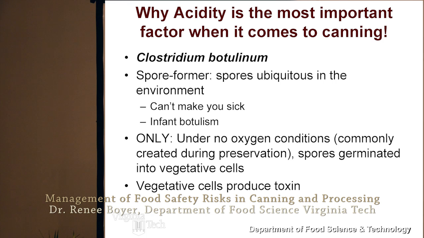So that's why we have to can our low acid foods like vegetables and meats under pressure, because we have to get it to a high enough temperature that it's going to destroy the spore altogether. Questions? I know it's kind of confusing, but that's the whole reason why we process things the way that we do.